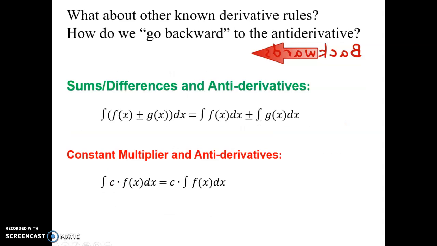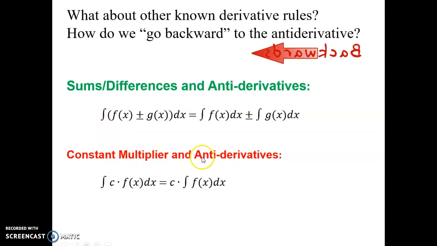This is the sum and difference rules for antiderivatives, just like the sum and difference rules for derivatives. If I take the antiderivative of the sum or the difference of two functions, we simply take the antiderivative of the first and then add or subtract the antiderivative of the second. Remember, this indefinite integral symbol means find the general antiderivative.